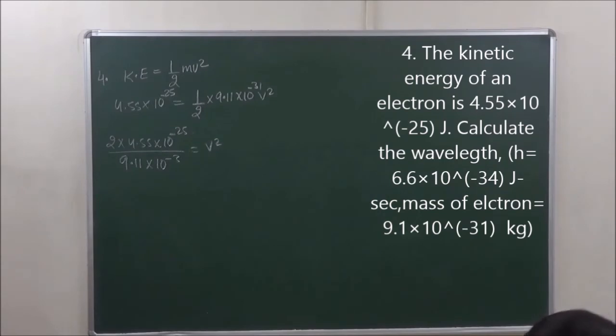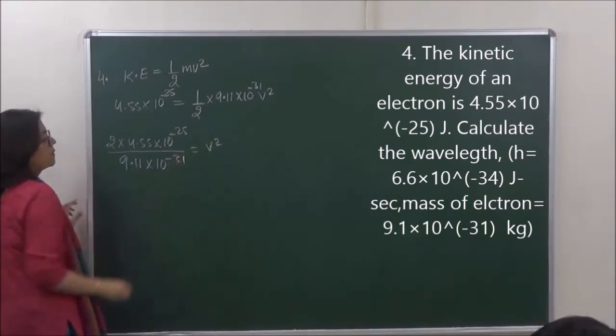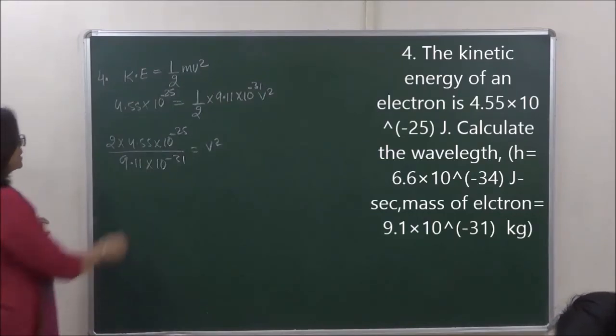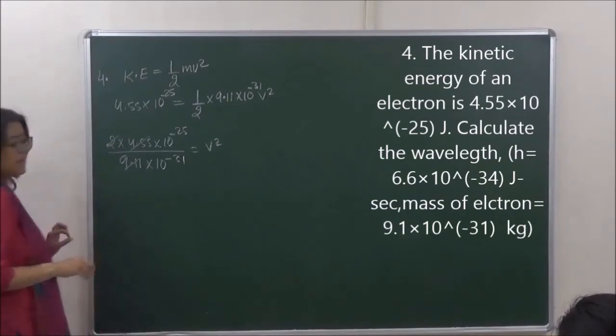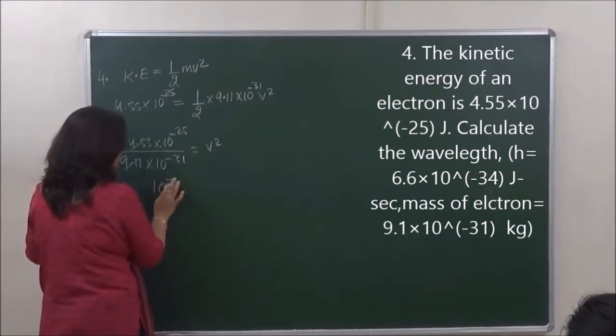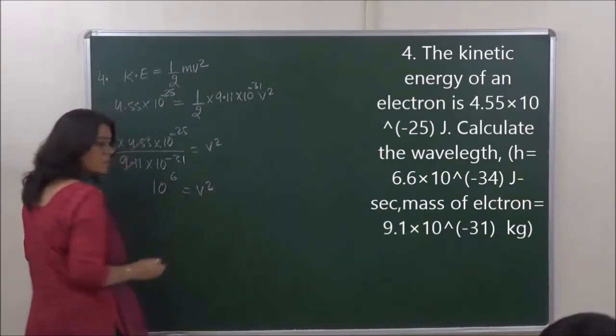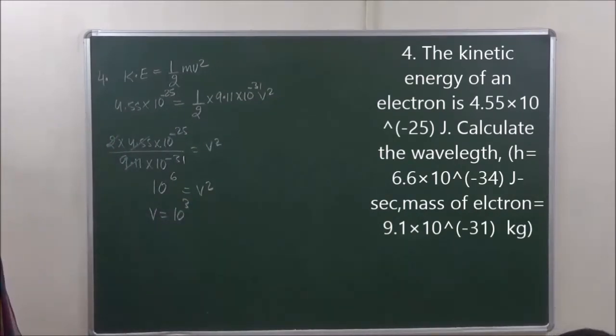Okay. So approximately if we are doing over here, then this and this get cancelled. Sorry, 31. Okay, this and this will get cancelled. So 31 minus 25, when we are doing, then that comes equal to how much? 6. But when we are talking of decimals over here, it will become equal to 10 raised to power 6 is equal to v square. Then what will be v? Under root of 10 raised to power 6, that is equal to 10 raised to power 3. So this is how we calculate the velocity.